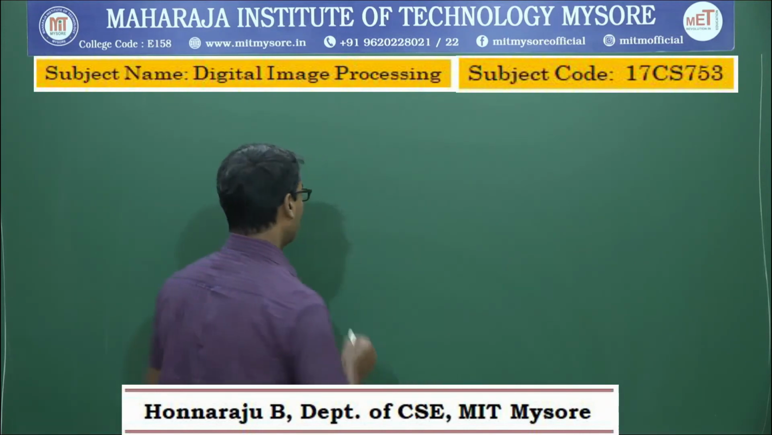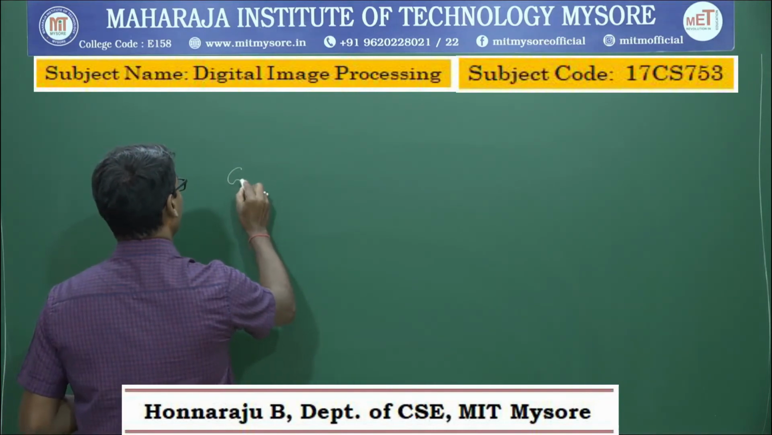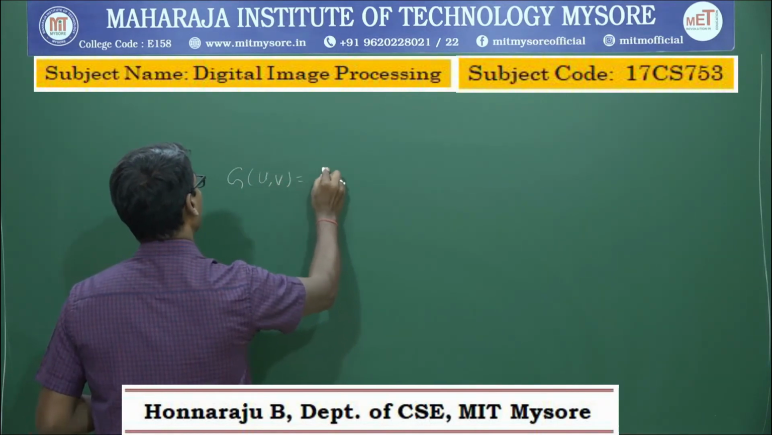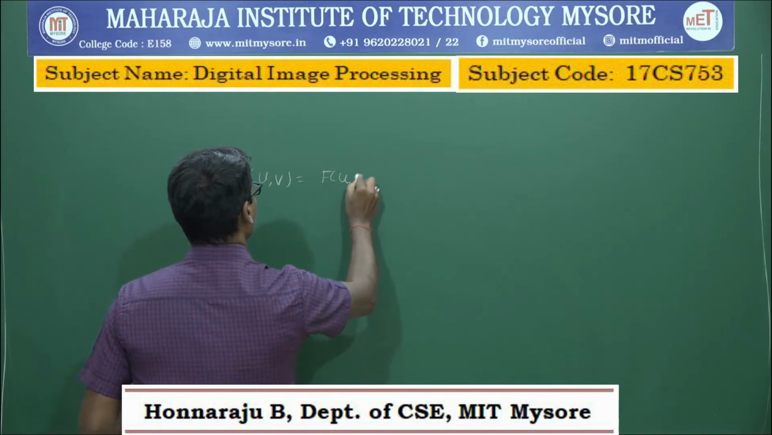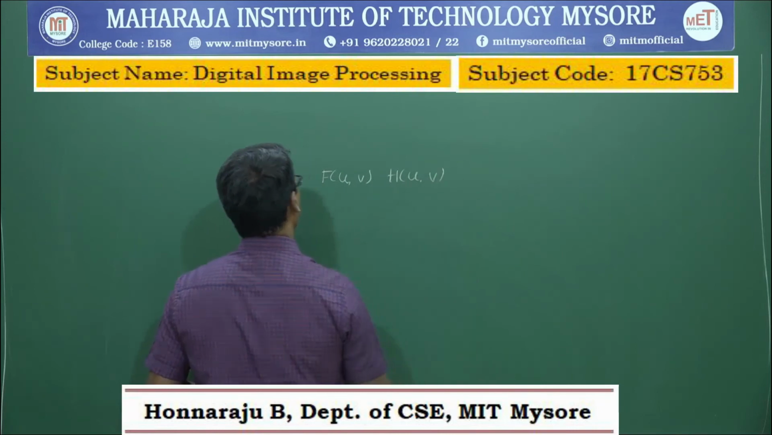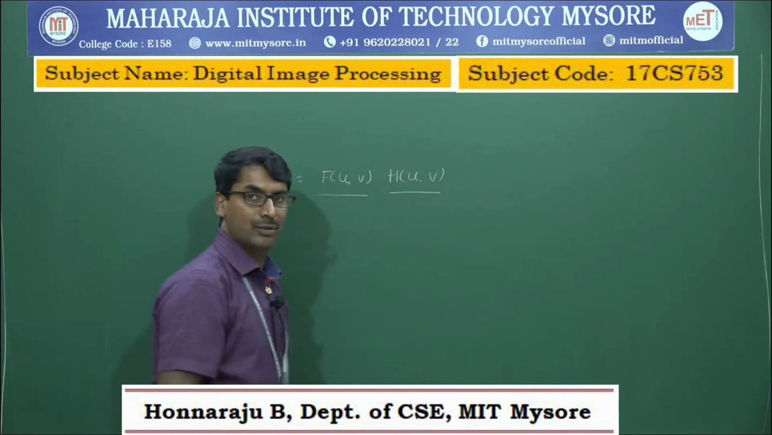So when performing filtering, we use a general term, that is G(u,v) equals F(u,v) times H(u,v). So in the frequency domain, the general model for filtering is G(u,v) equals F(u,v) times H(u,v).